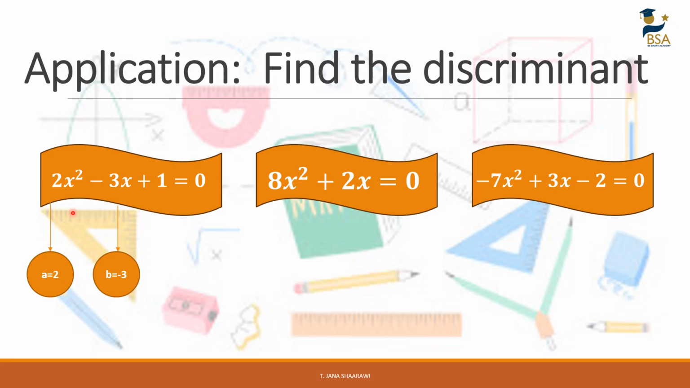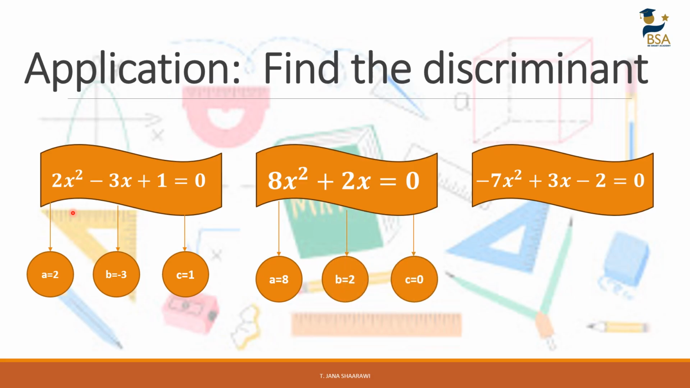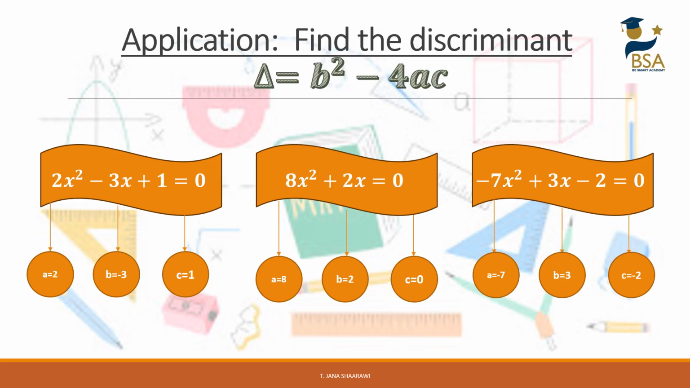A is equal to 2, b equal minus 3, and c equal to 1. In the second equation, a equal 8, b equal to 2, and c equal to 0. As we saw in the previous video, when we don't have anything here, we can say we have plus 0. So c here is equal to 0. Third equation, a equal minus 7, b equal 3, and c equal minus 2. So now we learned how we can find a, b, and c. Now let's find the discriminants.